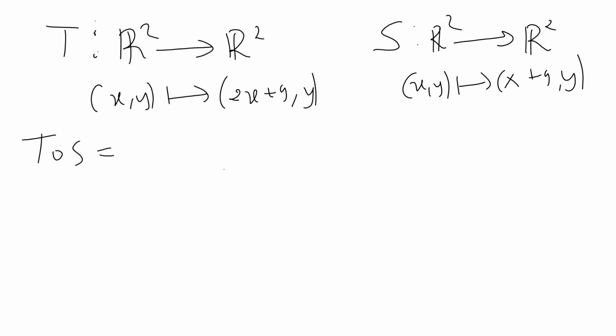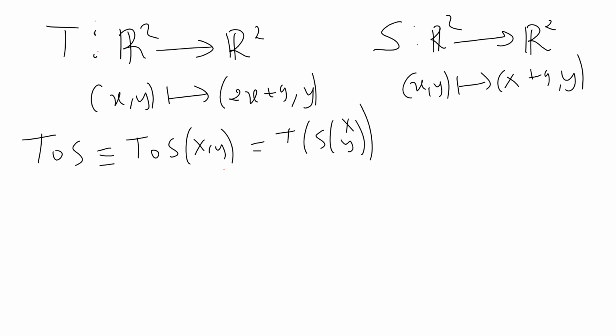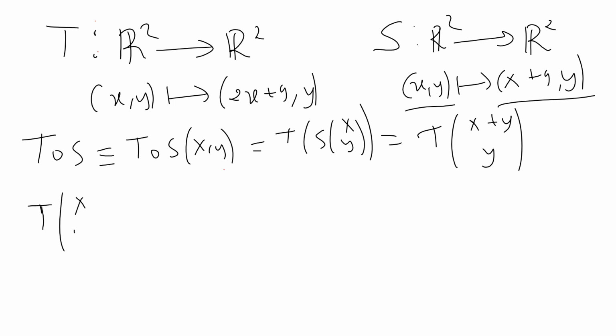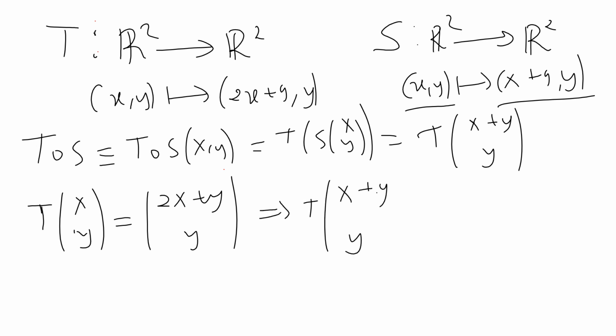Now T of S is actually the same as asking you to find T of S of (x, y), which I can write as T of S of (x, y). Now what is S of (x, y)? S of (x, y) is basically the point (x plus y, y), so this is the same as finding T of the point (x plus y, y). Now we know that T of (x, y) is equal to (2x plus y, y). What does this mean? This means that T of (x plus y, y) will be equal to what?